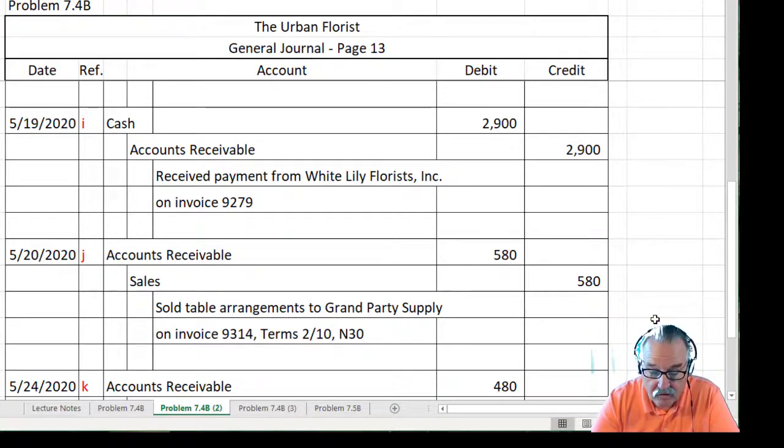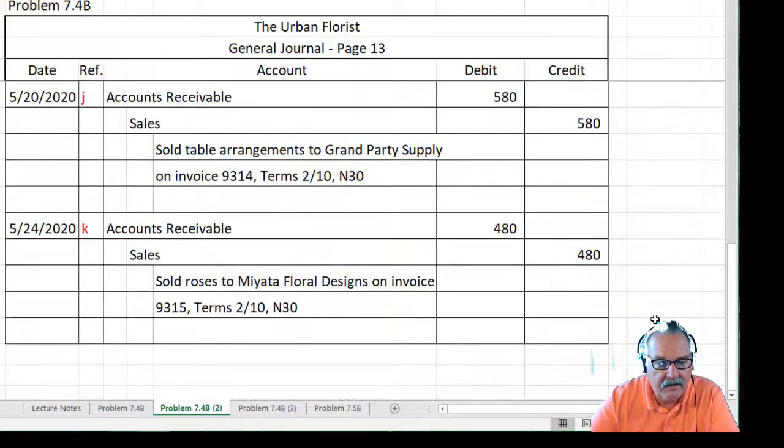Then on the 20th, and actually we have three of these in a row, the 20th, the 24th, and the 26th, we sold product to Grand Party Supply, in this case, for $580. Debit accounts receivable, $580. Credit sales. This is transaction J. Then on the 24th, we had another transaction. This is Miata Floral Designs. Debit accounts receivable, $480. Credit sales, $480. Same transaction, just a different customer and a different invoice number.